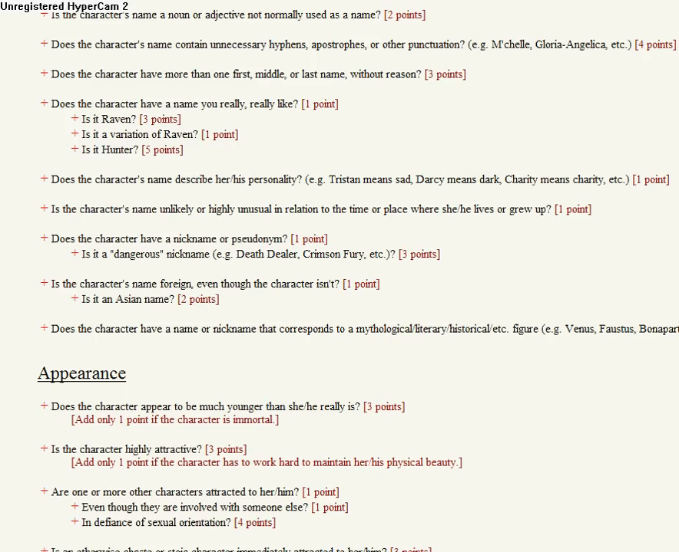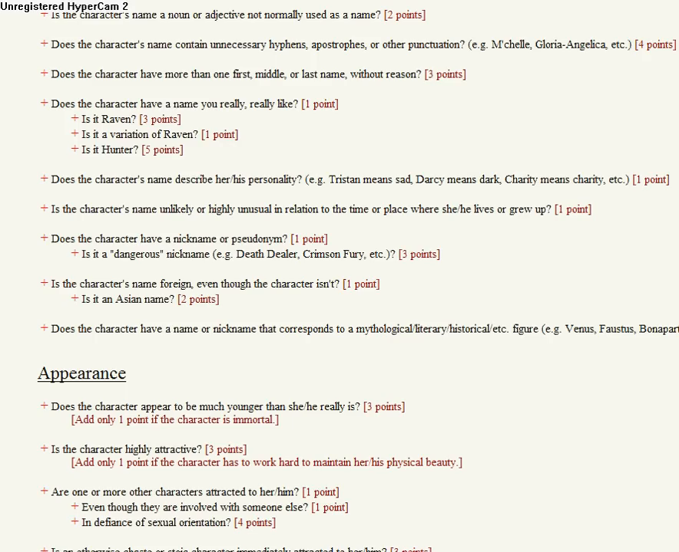Is the character's name foreign even though the character isn't? So, if that's true, then how do you explain America? I mean, a lot of people have different names because they're from different nationalities. Is it an Asian name? Plus 2. Okay, I understand that, because I am getting pissed off at all the Asian names like Hikari, Yami, Yada. I don't care anymore.